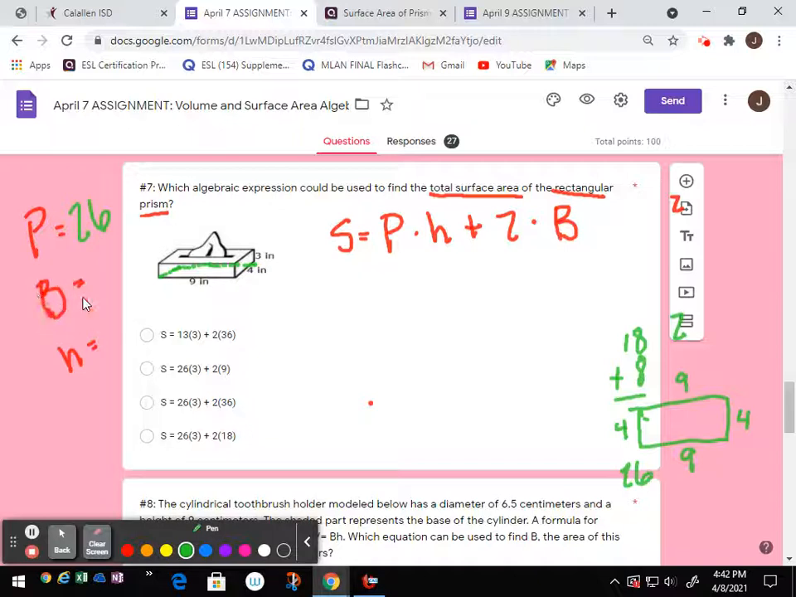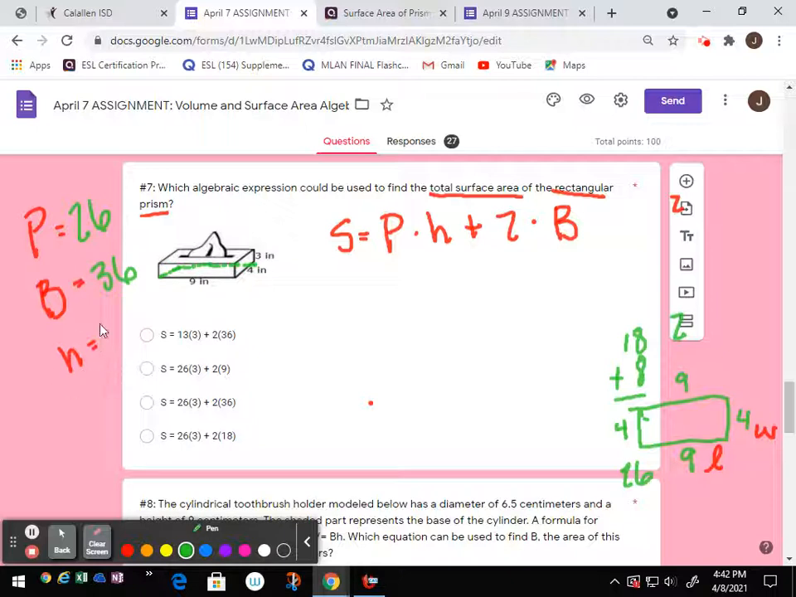Big B is the area of the base. All right, so the area of the base is our length times our width, just like our other problem that we just did. So we're going to do 9 times 4. 9 times 4 is equal to 36.